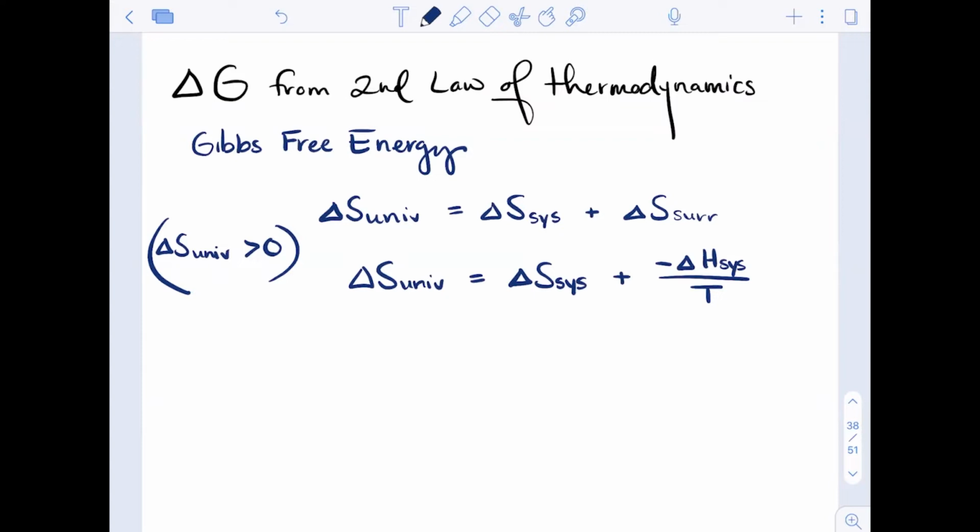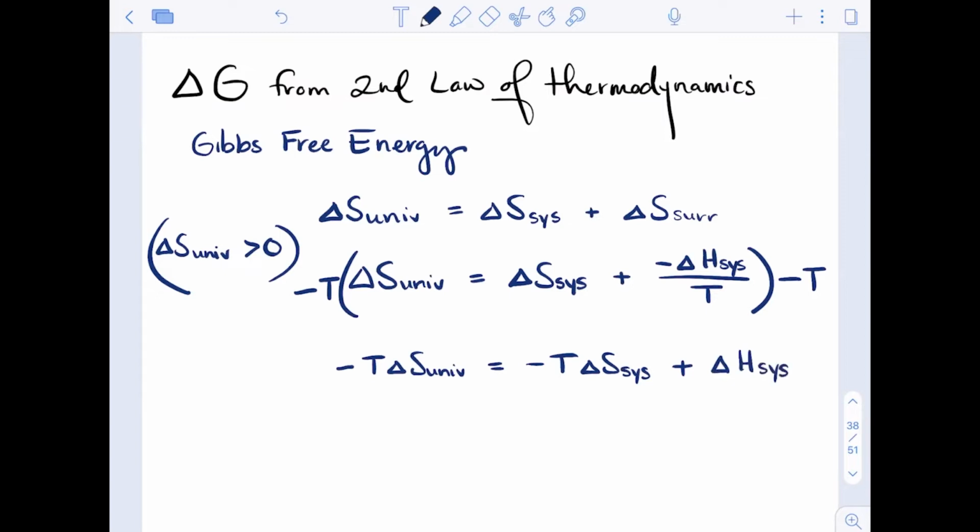Okay, now we want to get rid of that denominator T. So what we do is we multiply everything by negative T, to get everything kind of normalized here. So negative T delta S of the universe is equal to negative T delta S of the system plus delta H of the system. Okay, that kind of cleans everything up a little bit more.